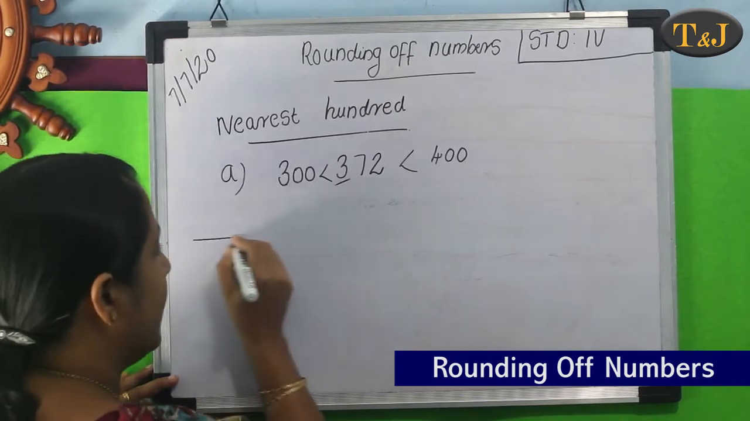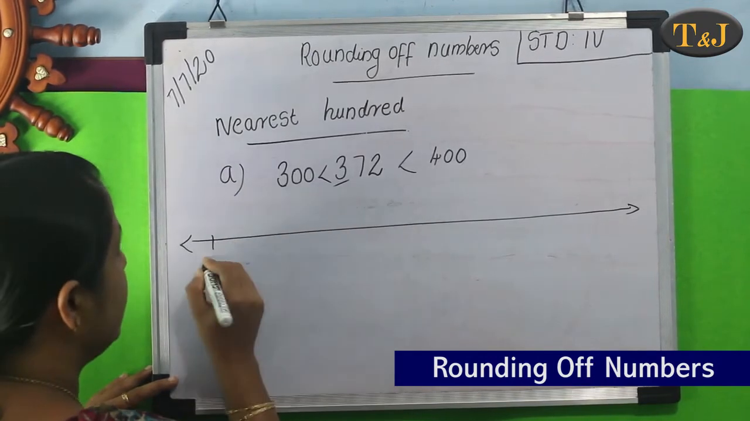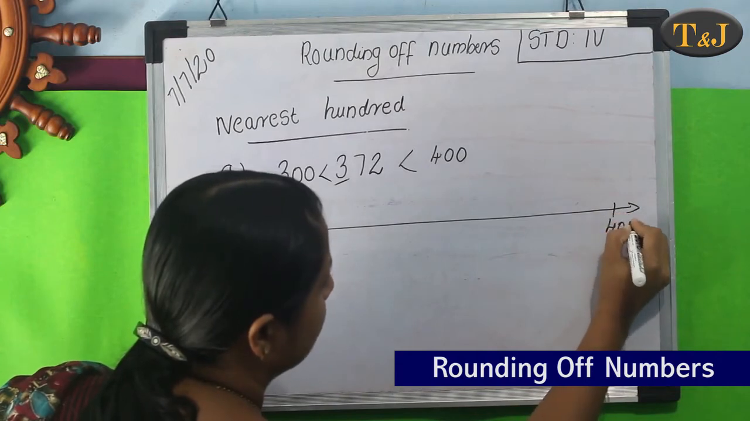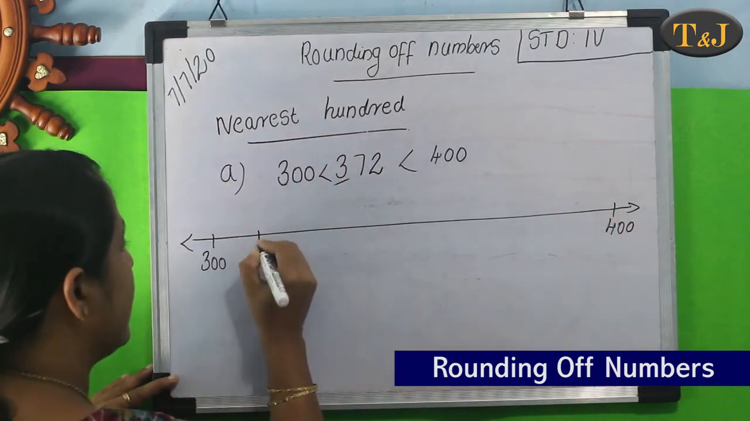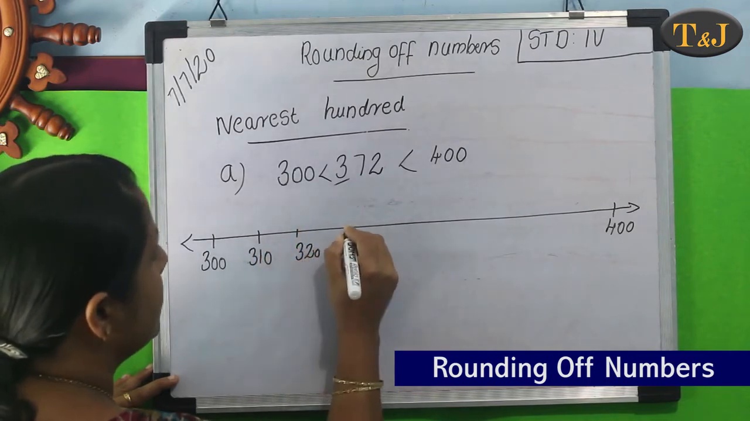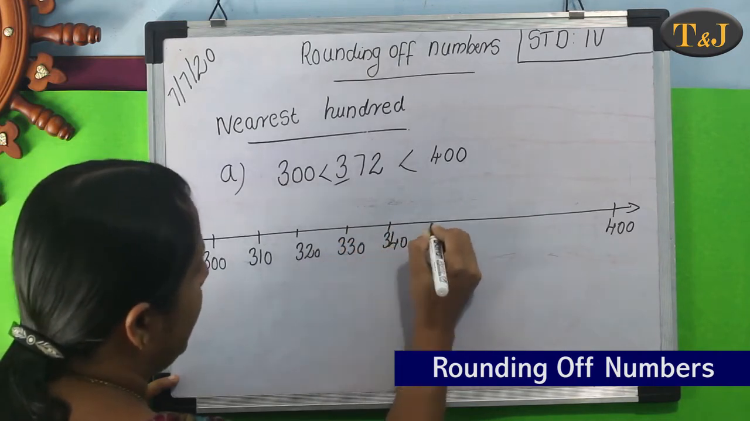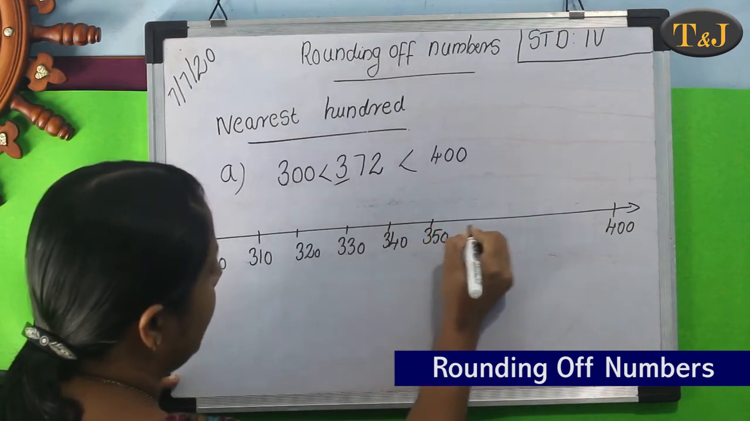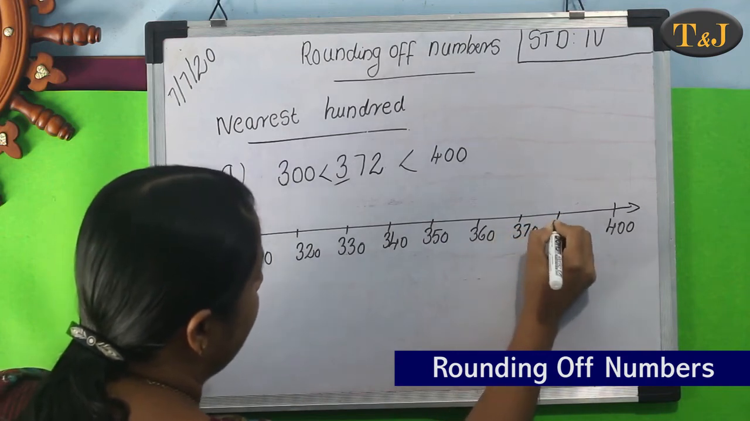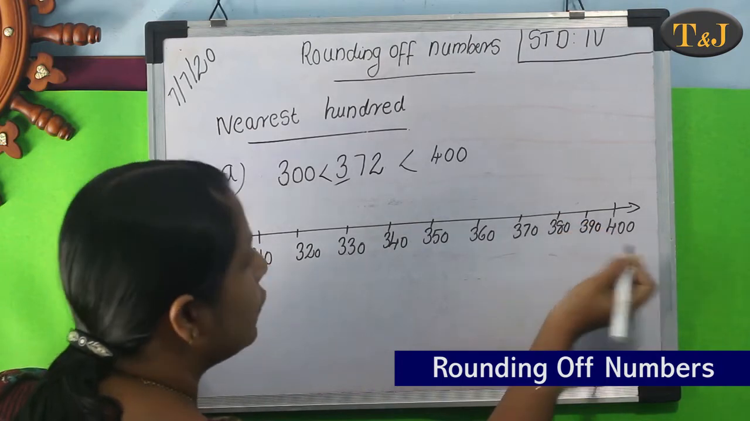Next we draw the number line. Our starting number is 300 and our ending number is 400. Then we write the next number as 310. Next is 320, 330, 340, 350, 360, 370, 380, then 390, and last 400.